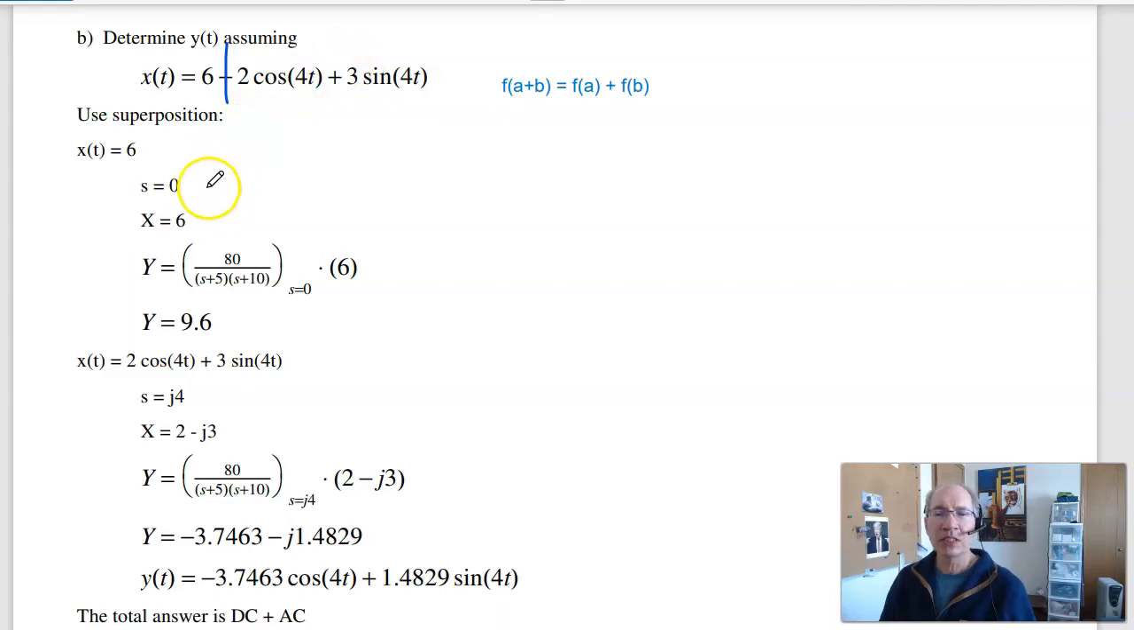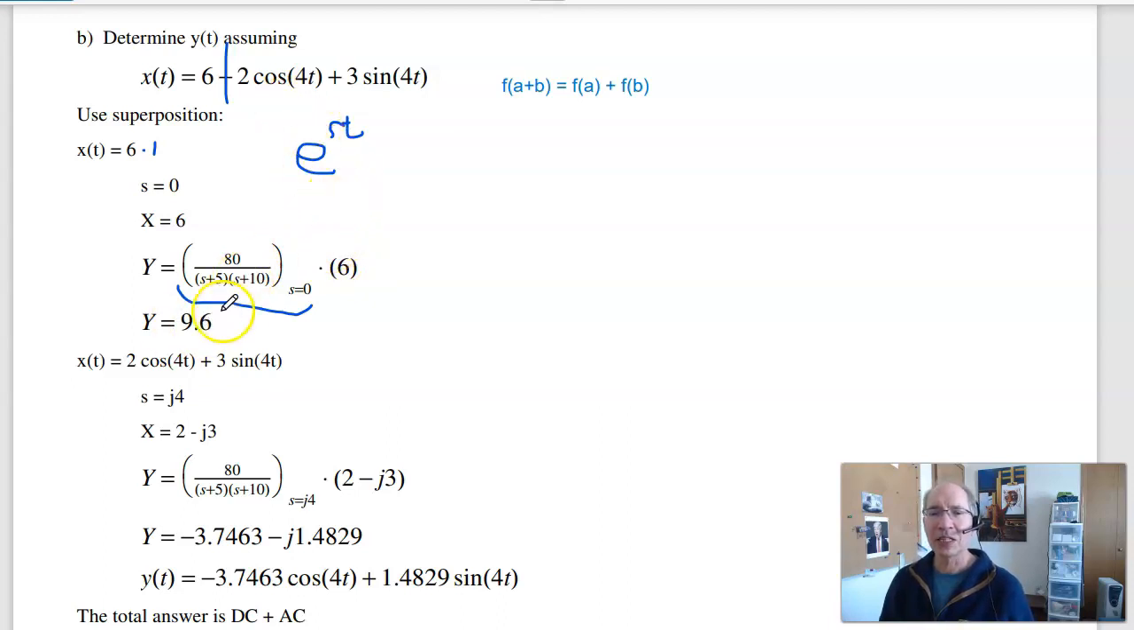For the DC input, s equals 0, everything's e to the st. When s equals 0, I have e to the 0, or 1, so that's 6 times 1, s equals 0. The mathematical representation for 6 is 6. This is the gain everywhere. All I care about is what's the gain at s equals 0 times the input at s equals 0. And the answer is 9.6.